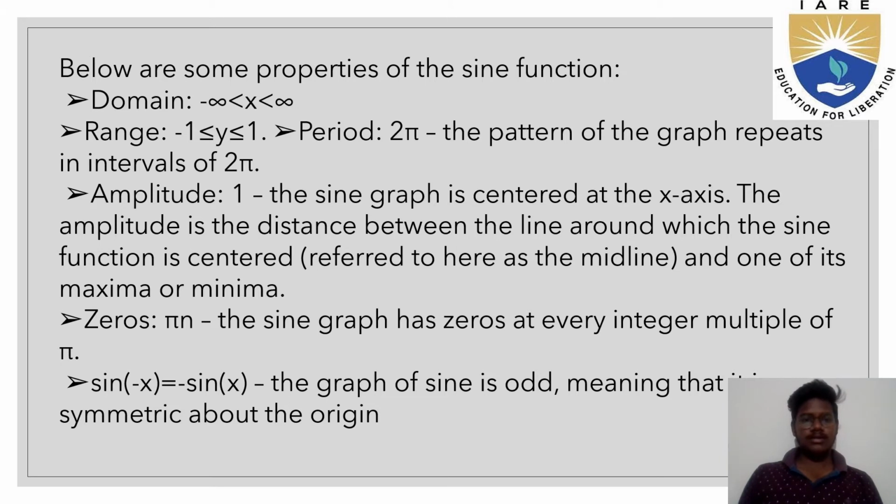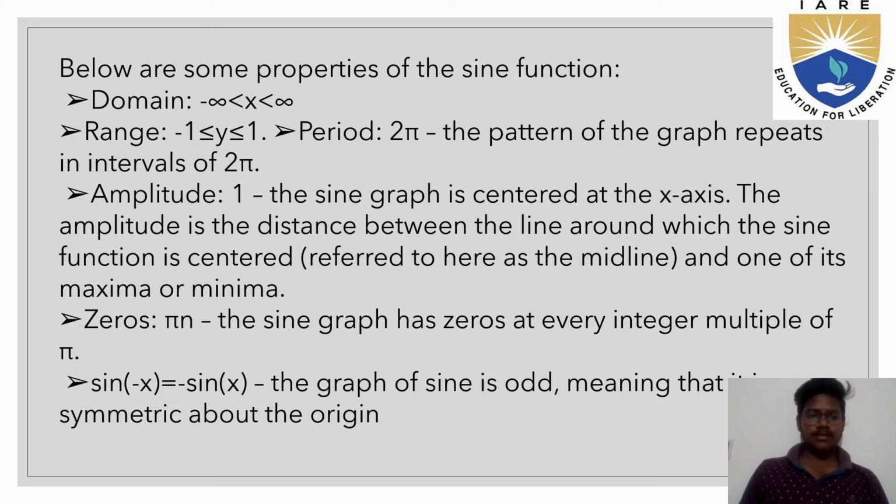Here the domain is minus infinity to infinity, the range is minus 1 to 1, and the period is 2 pi. The pattern of the graph repeats in intervals of 2 pi. The amplitude is 1. The sine graph is centered at the x-axis. The amplitude is the distance between the line around which the sine function is centered, referred to here as the midline, and one of its maxima or minima.